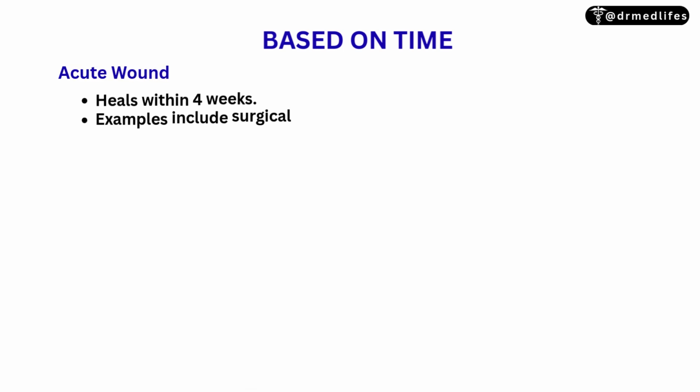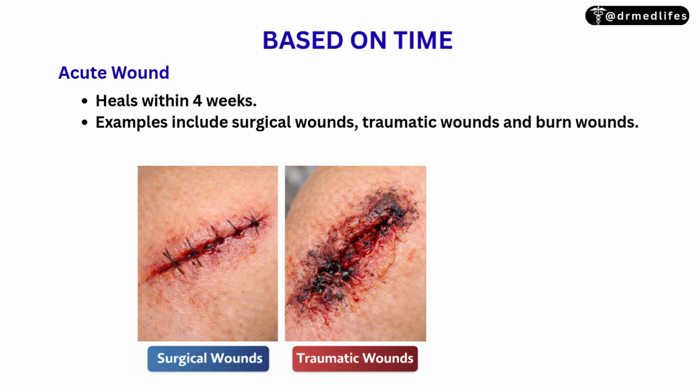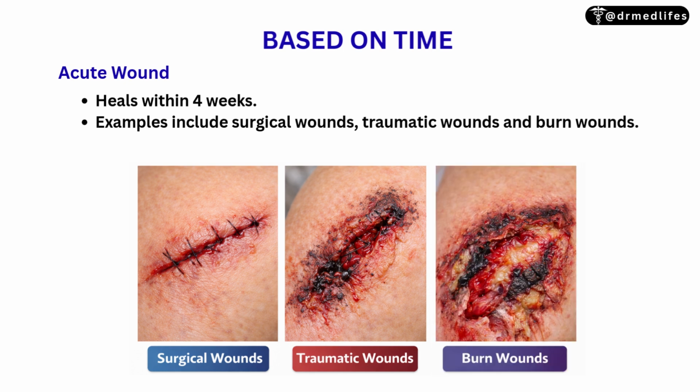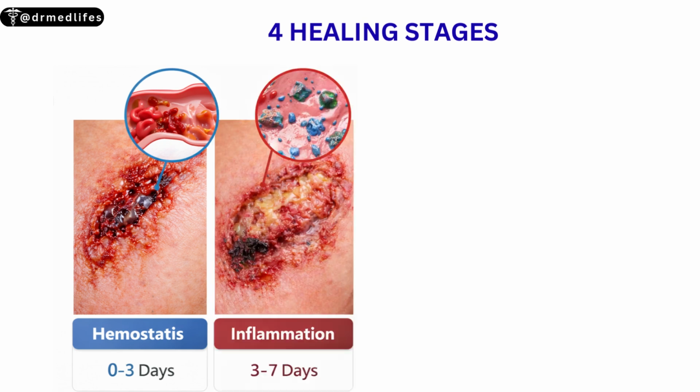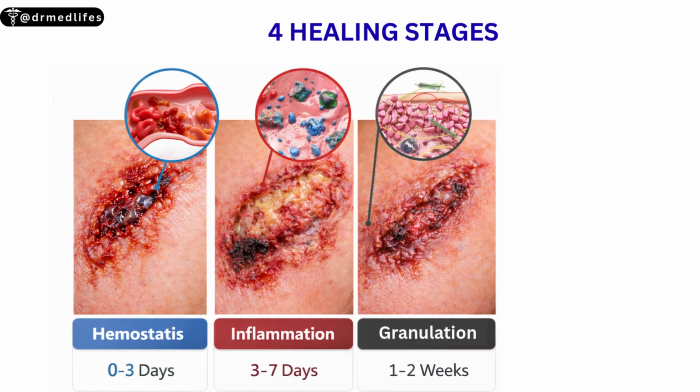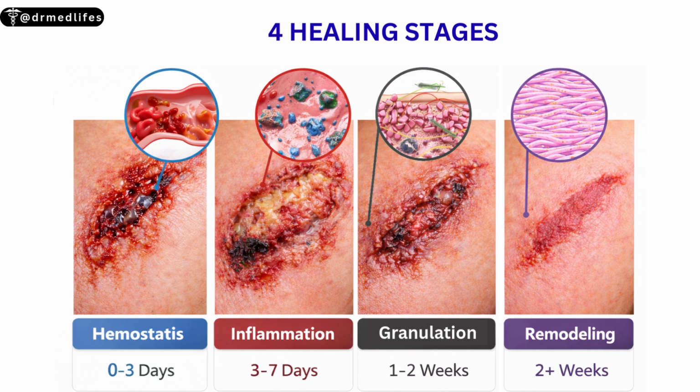Let's see the classification based on time. First one is acute wound. It heals within 4 weeks. For examples, surgical wound, traumatic wounds, and burn wound. Healing stage includes 4 stages: hemostasis, inflammation, proliferation, and remodeling or maturation.